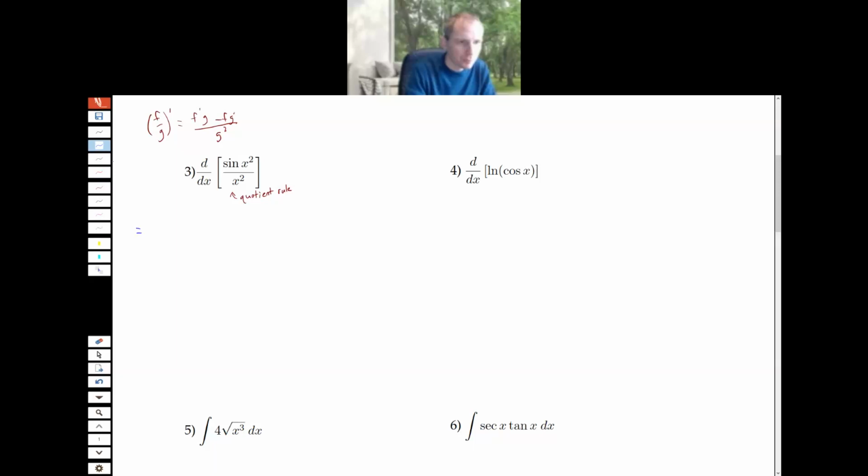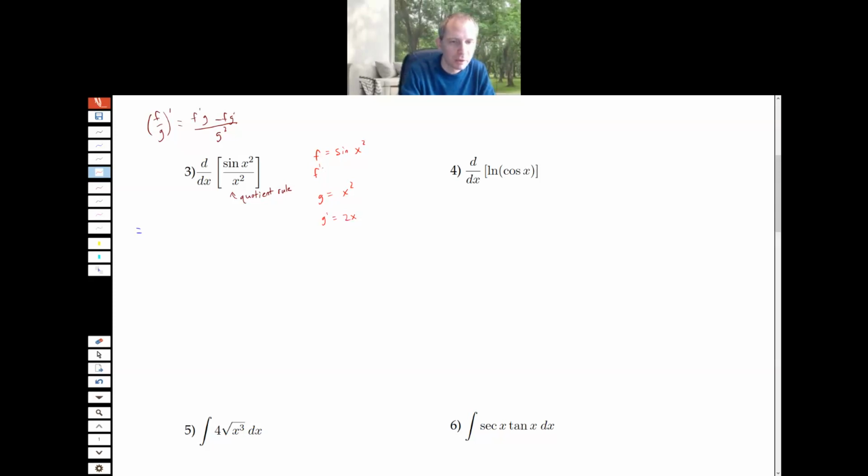One of the ways to set this up, maybe I'll look at this a different way than we did in problems 1 and 2. Instead of writing these derivatives as placeholders in line, I could also say, okay, my function f is sine of x squared. My function g is x squared, and I can compute what f prime and g prime are. Okay, g prime is easy, that's just 2x.